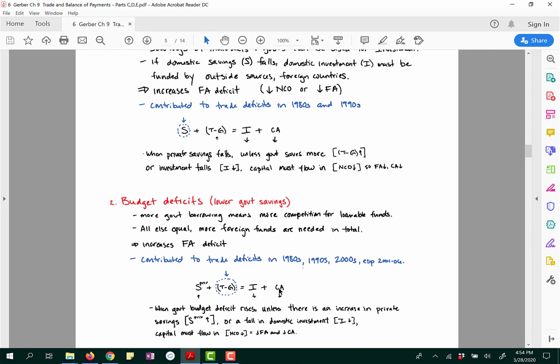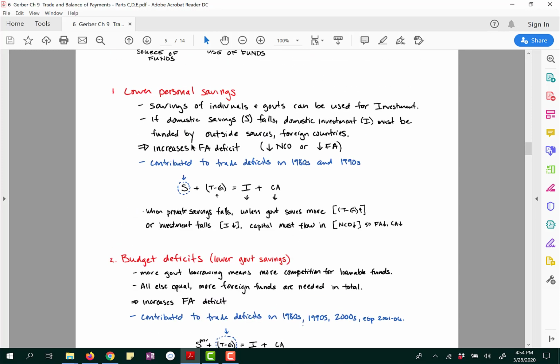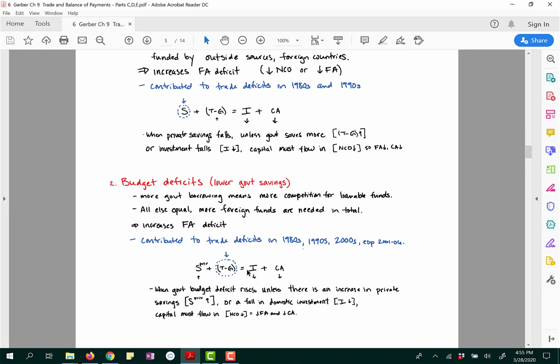A major cause of trade deficits is budget deficits, or in other words, instead of lower personal savings, lower government savings. When government borrows more money and goes into deficit and spends more than it takes in tax revenue, the way it does that is by borrowing money. So if there's no change in private savings or domestic investment, then all else equal, more foreign funds are needed in total. Again, the money has to come from somewhere.